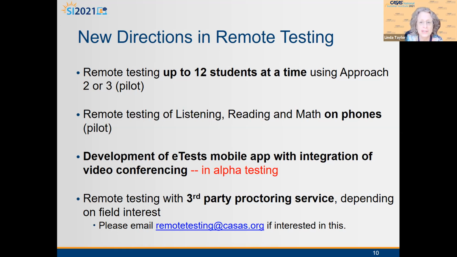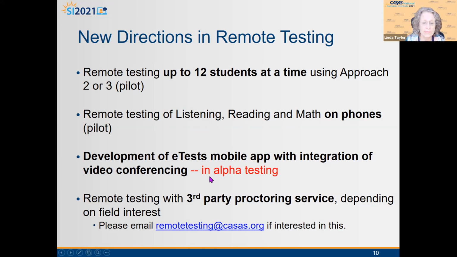Secondly, and we're going to go into a lot more about this today, we've been looking at the option of testing on mobile phones. And that's the research we're going to be presenting on. And also, very exciting, we are in the midst of developing the ability for e-tests to have video conferencing embedded within it, so that when you do remote testing, you would not have to go to Zoom or some other platform. The video would show right in the e-test app. And also we are developing a mobile app that would go along with this pilot and allowing testing on phones. So that would also have the integrated video.